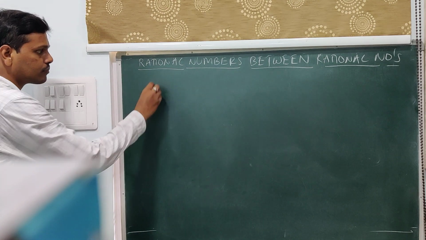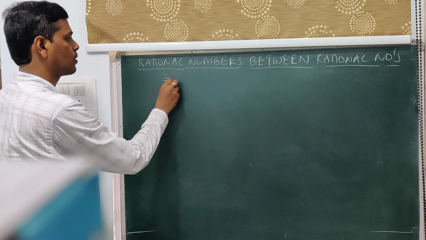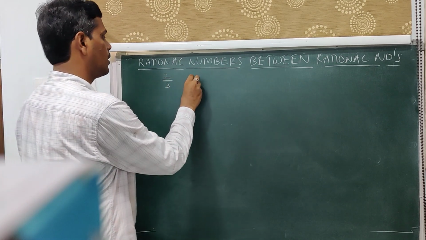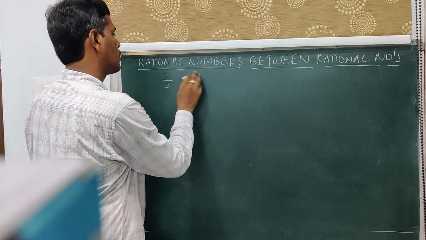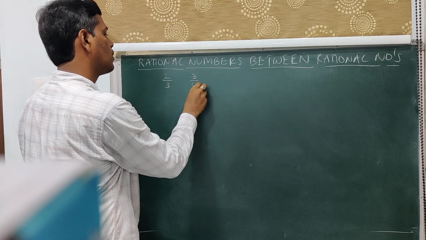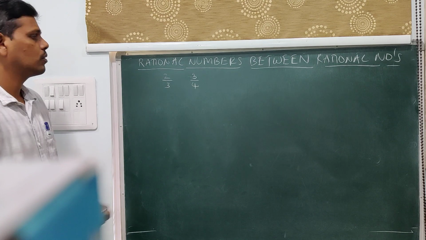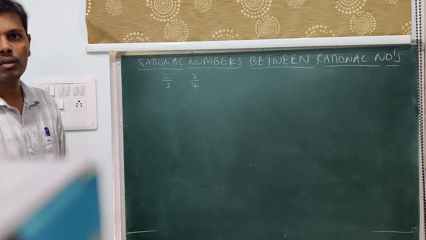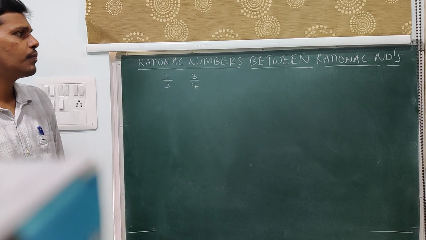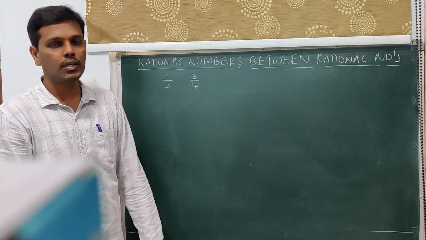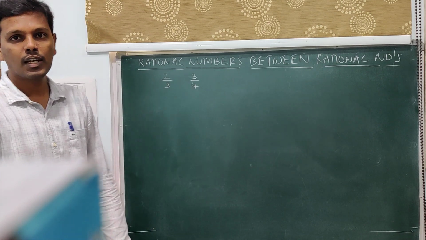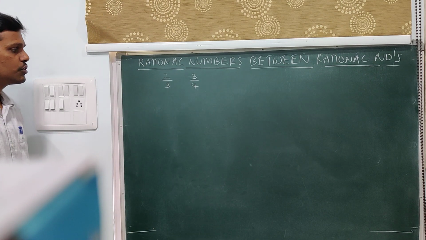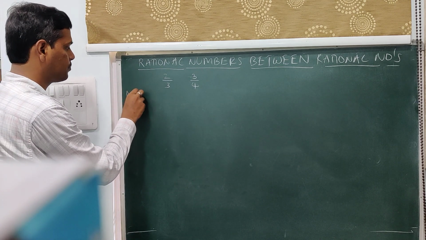First, suppose say you are given 2 by 3 and 3 by 4. So these are your rational numbers. Now my aim is to find two rational numbers between these two rational numbers. Now I am going with the first method, which is called your mean method.